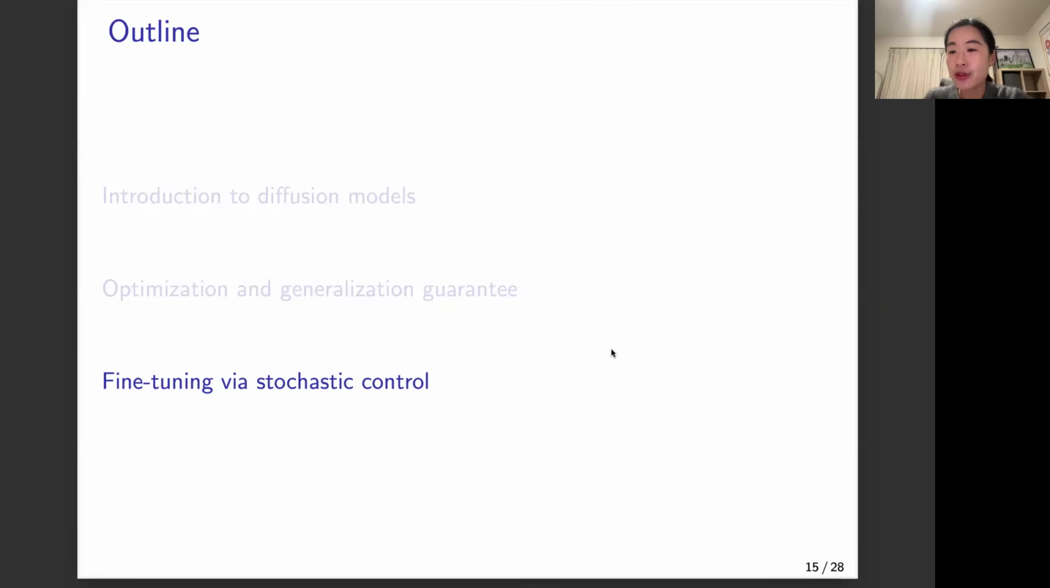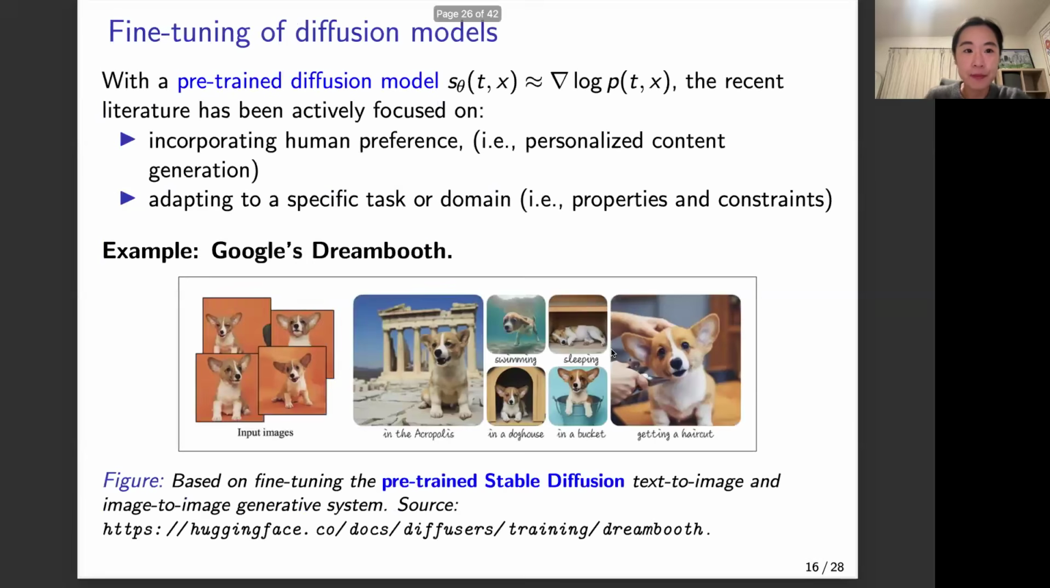And as I introduce the problem, you will see that it has a very nice and cute connection to stochastic control and reinforcement learning. People also use reinforcement learning to fine-tune if we have a human preference. So it's all related. Fine-tuning of the diffusion model studies the following problem. Say I have a pre-trained diffusion model, a good functional approximator, a neural network, of the Stein score function, then I want to do something further.